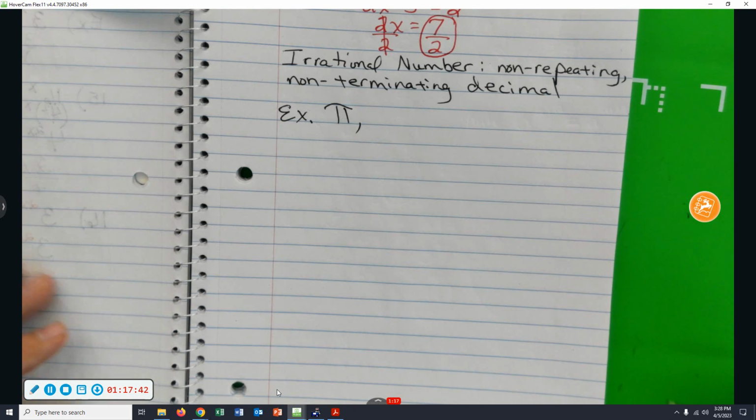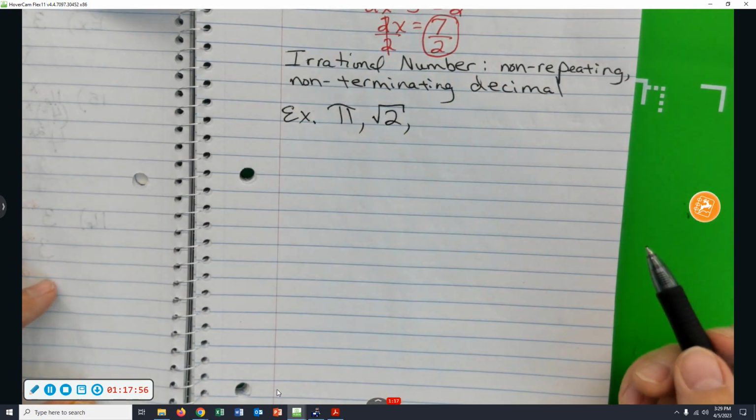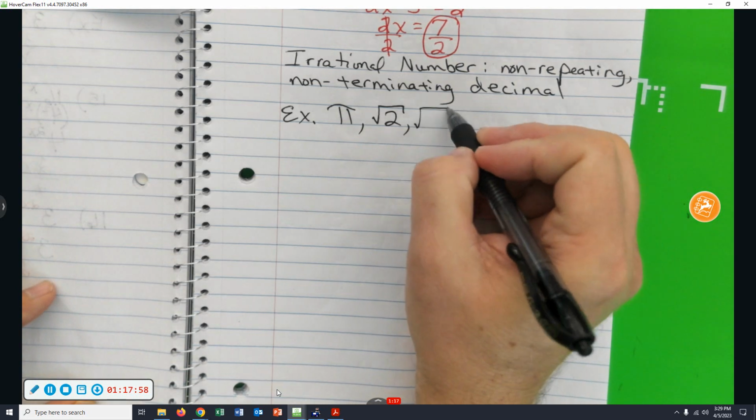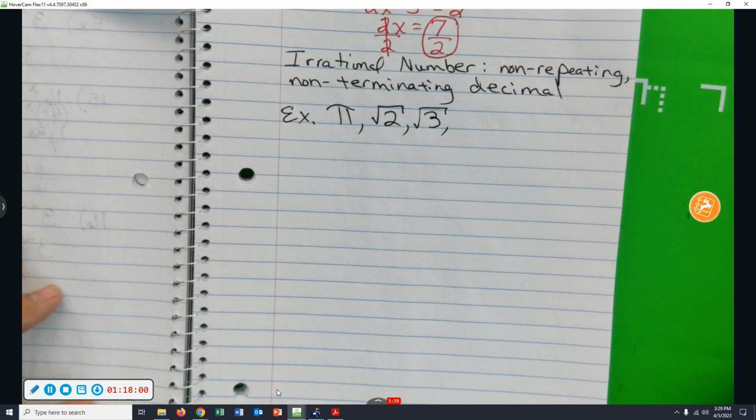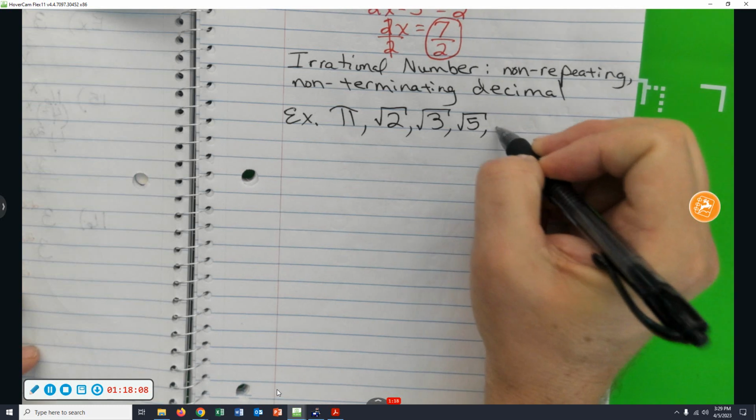Well, we've been working with irrational numbers since the first day of the semester. It turns out any square root that's not a perfect square is an irrational number. The square root of 2. Those digits never end. The square root of 3. What about the square root of 4? Is the square root of 4 irrational? No, that reduces to 2. But the square root of 5, and so forth.